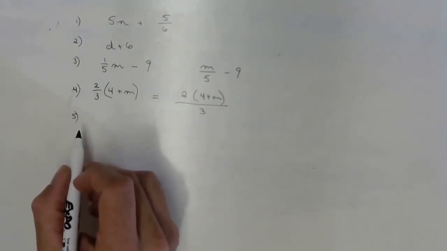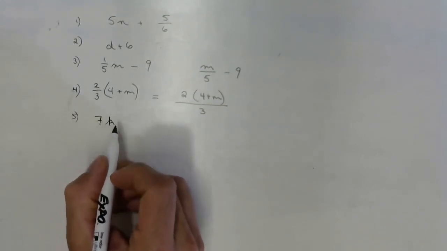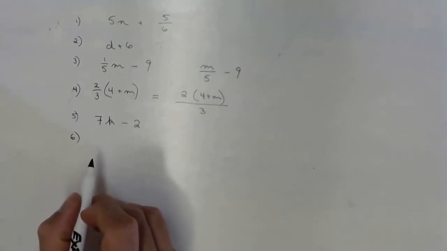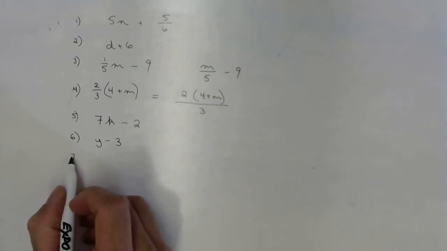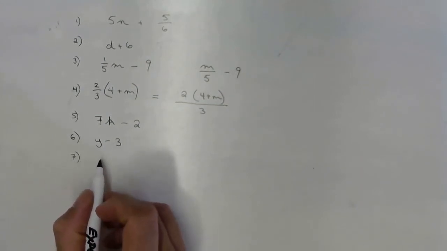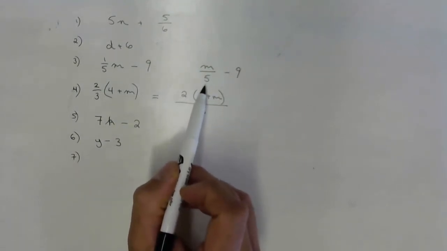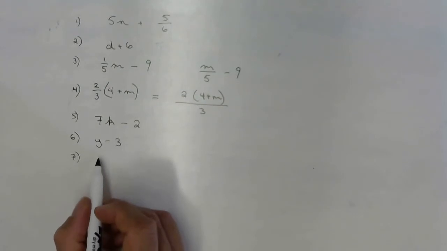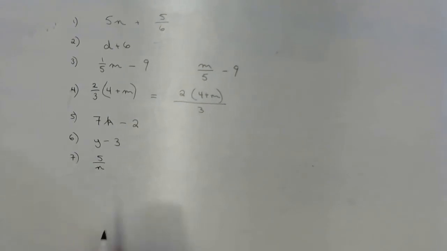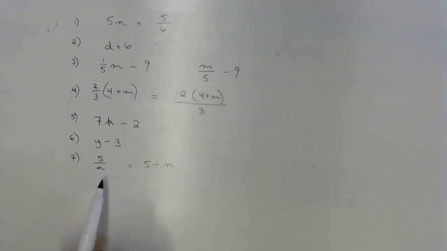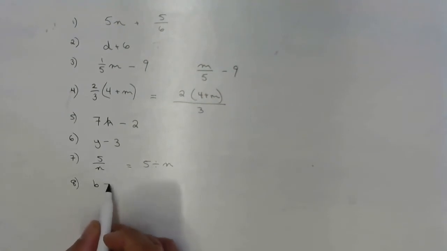5. 2 less than 7 times k. 7 times k, and I need 2 less than that. 6. 3 is subtracted from y. That one should have been piece of cake. We'll carry on. 7. 5 divided by n. Now this one, up here, we had a variable in the numerator and a value 5 in the denominator. But this time we're actually starting with 5 and dividing it by an unknown value, 5 over n. You might have also written this like this, but again, when we're working with algebra, it's easier to express division in fraction form.